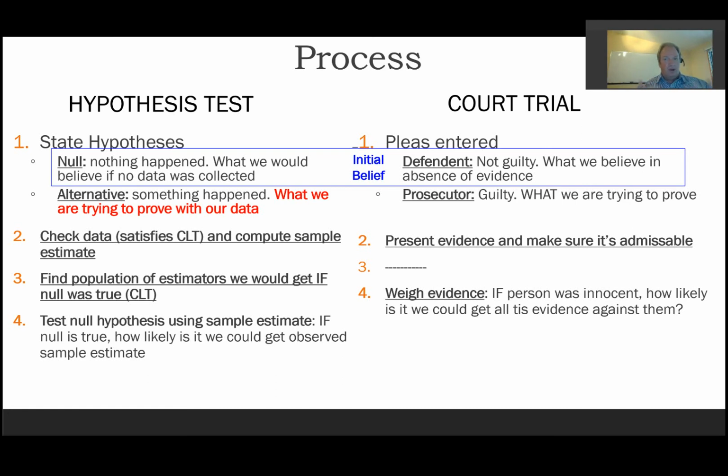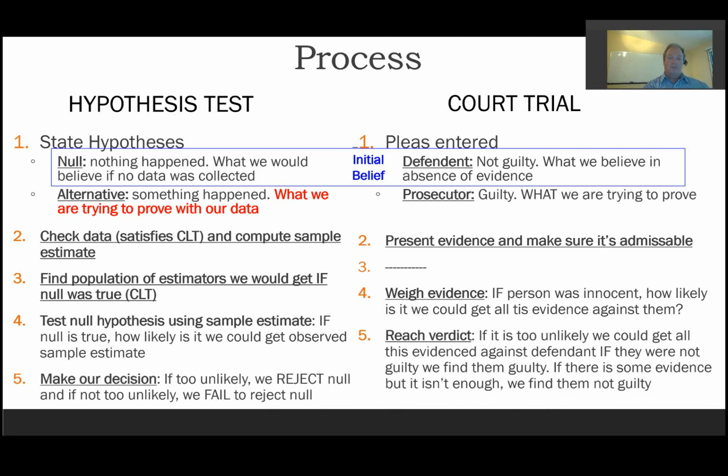Okay, now what do we do? We've weighed the evidence, now we make a decision. So the way we make our decision is we say if it's too unlikely this sample estimate could come from the population of estimates we would get if the null was true, we reject the null hypothesis. And if there's some evidence, okay, but it's not that unlikely that our sample estimate could come from the population of estimators if the null was true, then we fail to reject the null.